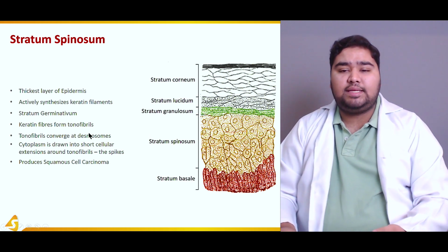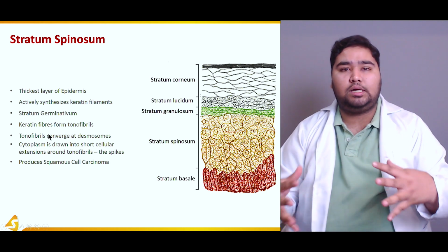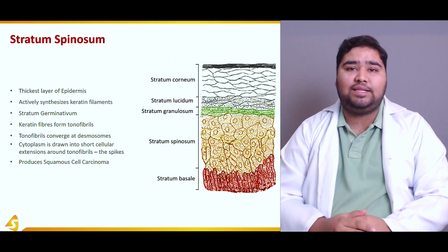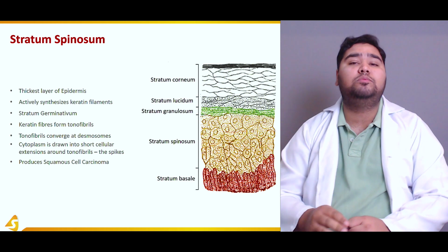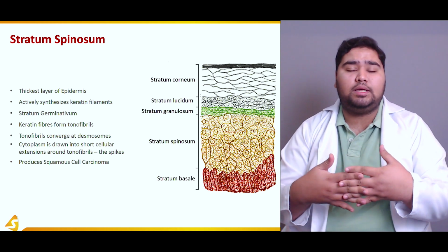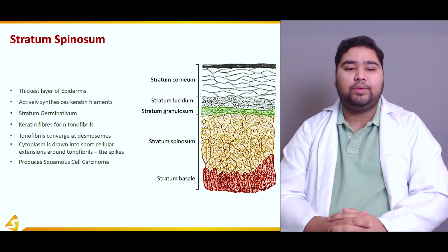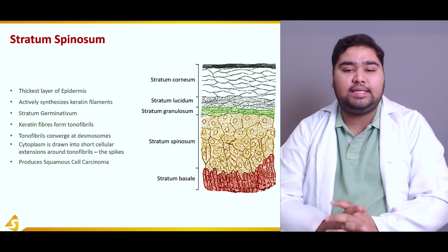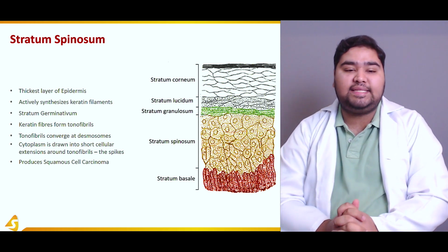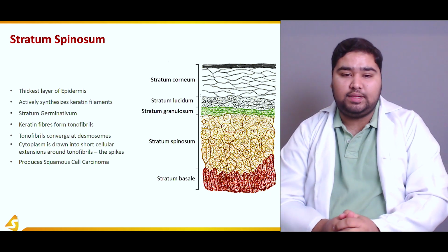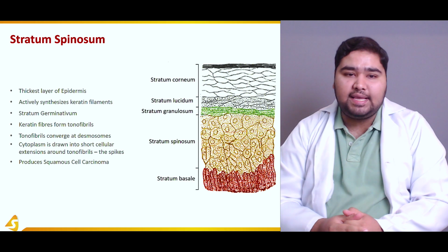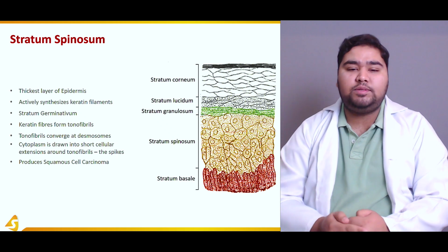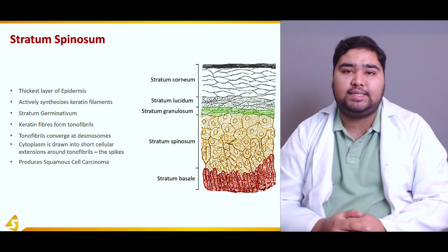There are keratin fibers in stratum spinosum which combine to form tonofibrils. These tonofibrils converge at the desmosomes. What were desmosomes doing? Desmosomes were helping cells to attach to each other. The cytoplasm of these cells in the stratum spinosum is drawn into short cellular extensions around the tonofibrils. These extensions are known as spikes, hence the name spiky layer or stratum spinosum. Stratum spinosum is the site of production of squamous cell carcinoma.